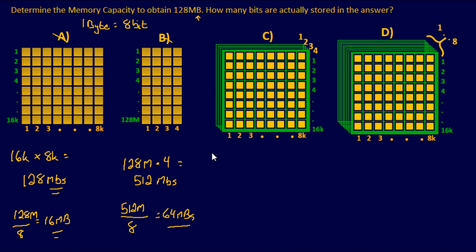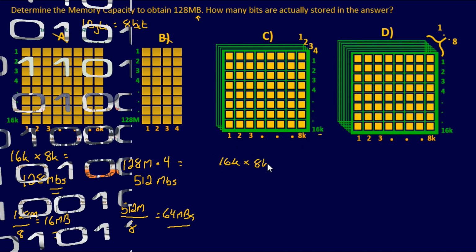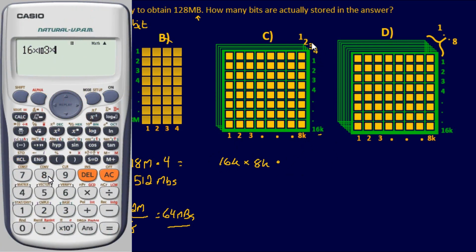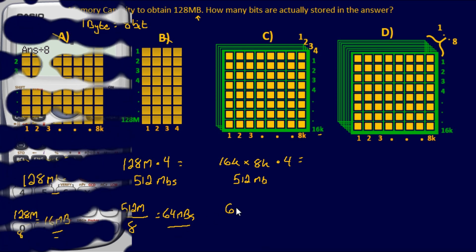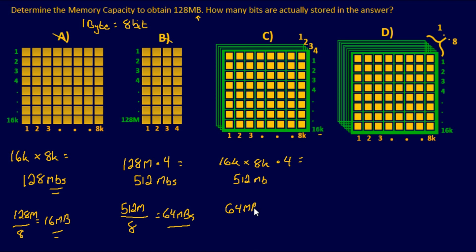Well, let's look at this guy. We have 16K rows, 8K columns, and a bit depth of 4. You're looking at an answer of also 512 megabits. And of course, if you divide that by 8, it's going to give you the same answer as over here, which is 64 megabytes. So unfortunately, that one's a no-go. It had more, it was actually a 3D version, however, still wasn't enough. Well, let's look at our last one.